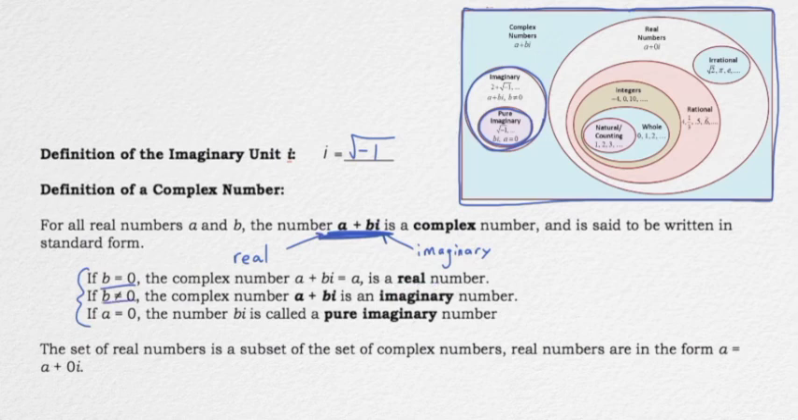So then as long as b doesn't equal 0, we're going to have something called an imaginary number. It's going to look like a + bi. There's going to be two parts to it. And then the last one says if a is 0, that means that this would just go away and you would just have this imaginary part, so we call that a pure imaginary number.